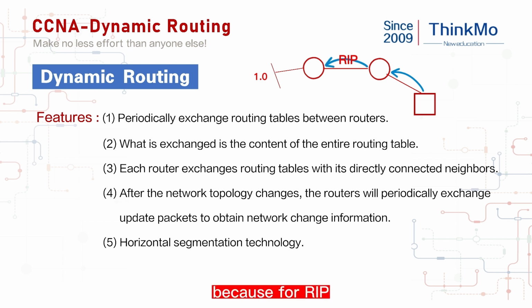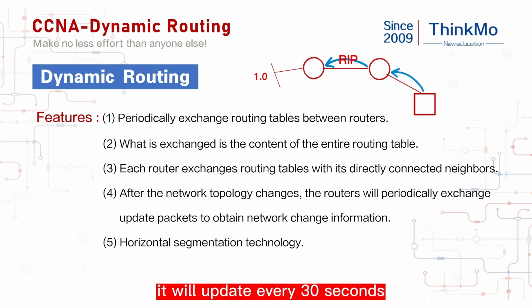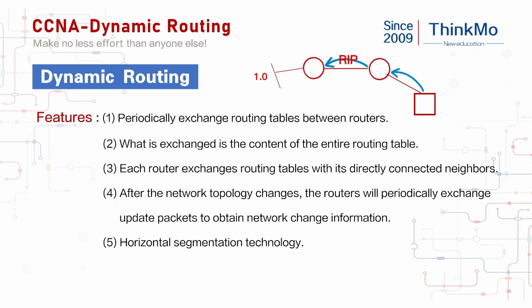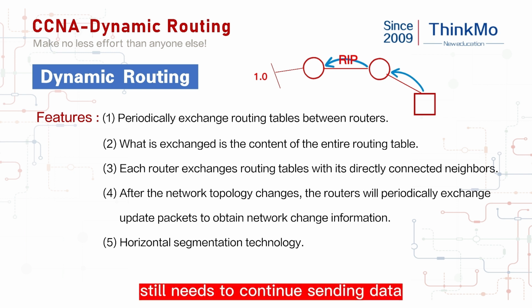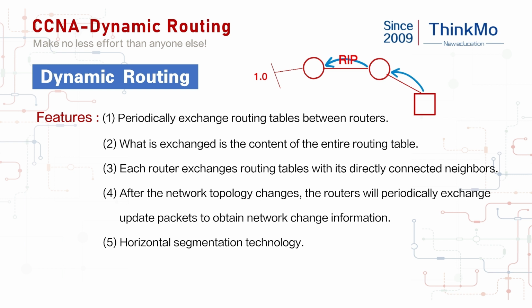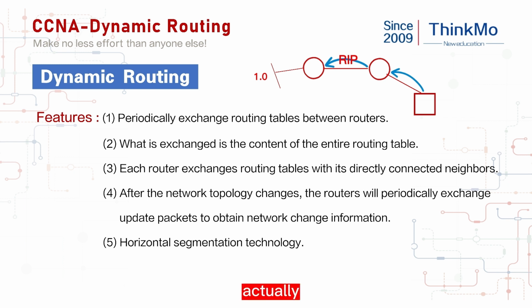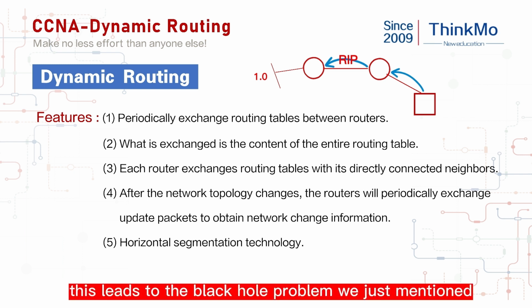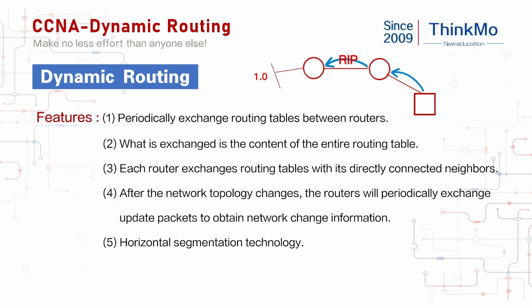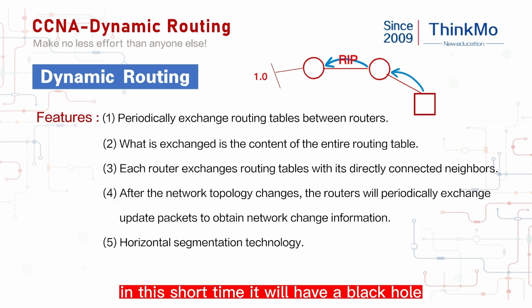Because for RIP, it is not updated in real time. It will update every 30 seconds. So in the process, the device on the left still needs to continue sending data. So the first question is, it is definitely not possible to send data. Actually, this route makes no sense. So this leads to the black hole problem we just mentioned. In this short time it will have a black hole.